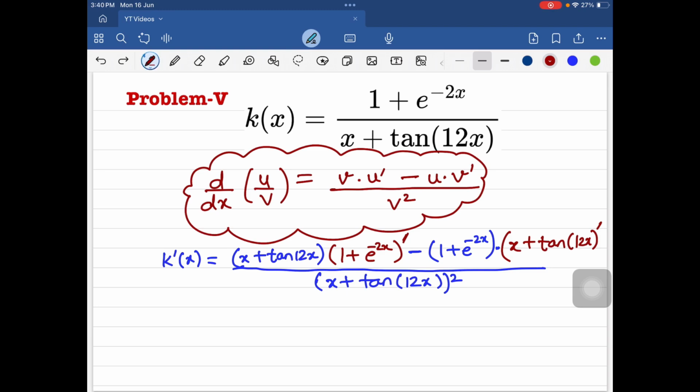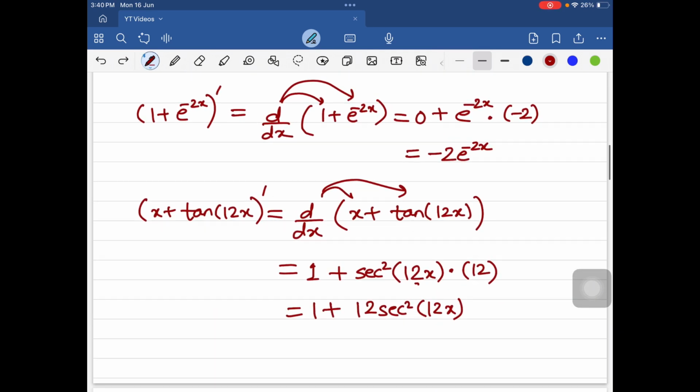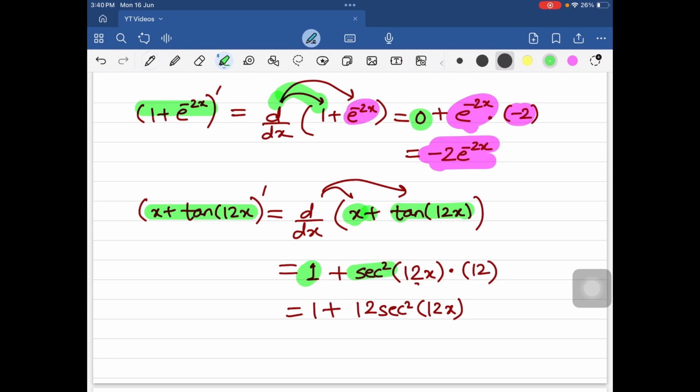Now I have calculated the derivatives of the prime terms here. When we apply the derivative on this function, the derivative of 1 will be 0 and the derivative of e to the power minus 2x will be e to the power minus 2x times the derivative of minus 2x, which is minus 2. So in total we get minus 2 e to the power minus 2x. For the denominator term, the derivative of x will be 1. Then for tan, it will be sec square 12x, and the derivative of 12x will be 12. So this is the answer for the denominator derivative.